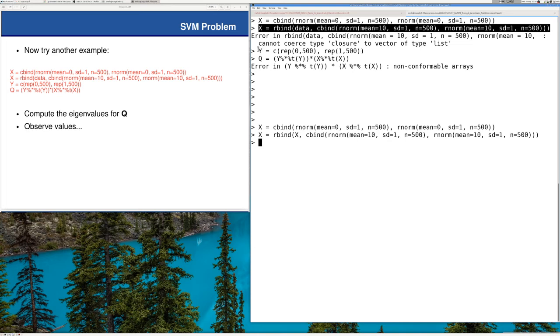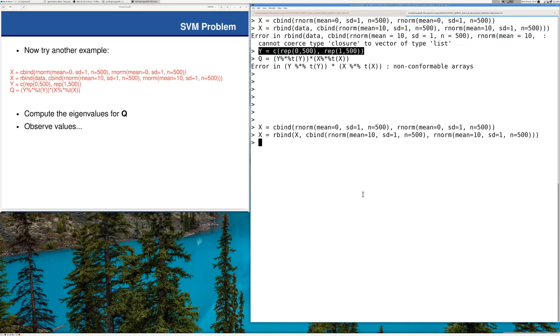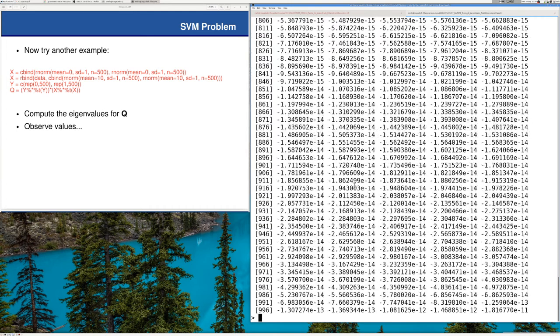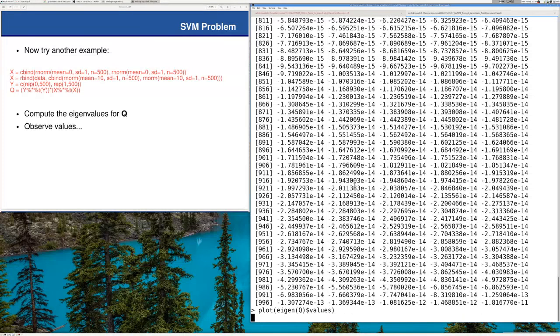That's good. Then we are going to build up our vector Y. This would be much better with -1s here, but it's okay, doesn't matter. Then I will compute my Q matrix as we did before. How can I be sure that my eigenvalues are positive or negative? I can compute the eigen of this matrix and observe the values. Take a look. So many values, so I could plot those values.